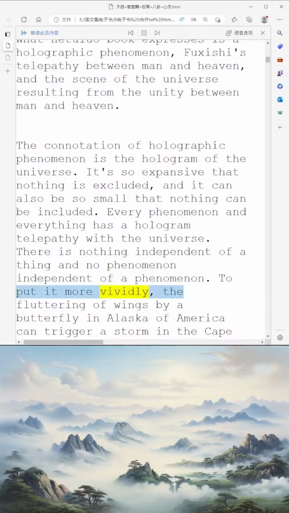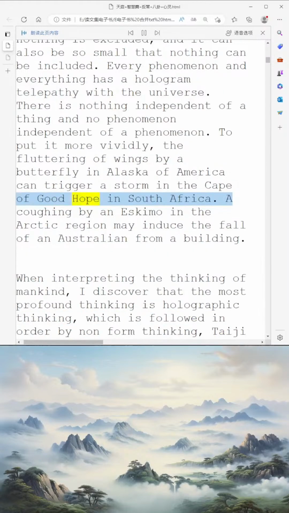To put it more vividly, the fluttering of wings by a butterfly in Alaska of America can trigger a storm in the Cape of Good Hope in South Africa. A coughing by an Eskimo in the Arctic region may induce the fall of an Australian from a building.